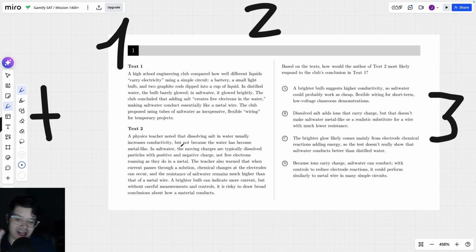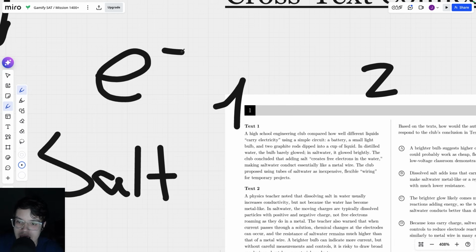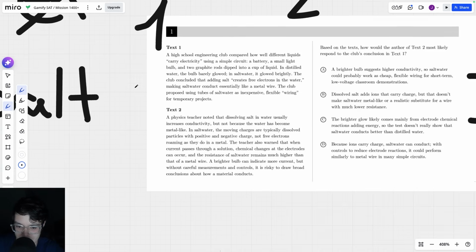So this is getting kind of scientific here, but let's just try to break it down to what is really being said. So the moving charges have positive and negative charge. They're not just random electrons. So you can just know electrons is one thing. They are not electrons for what's being done here.